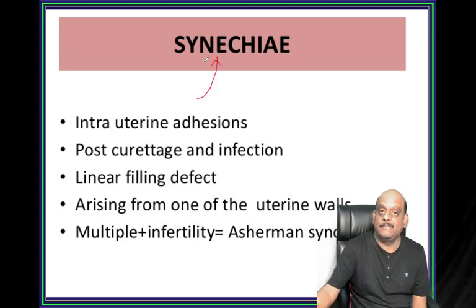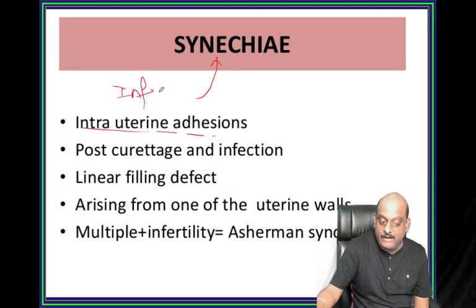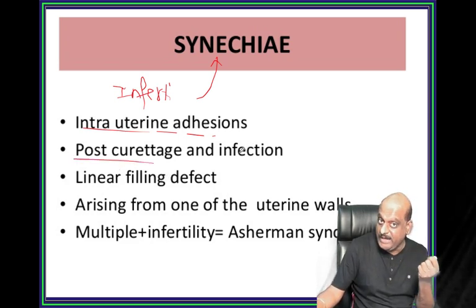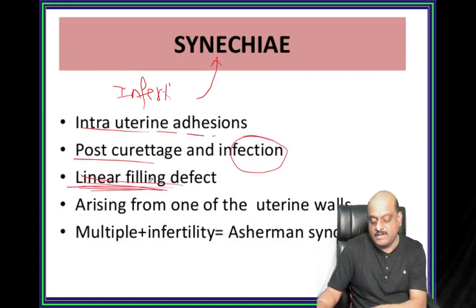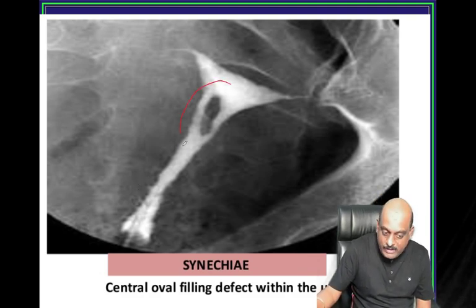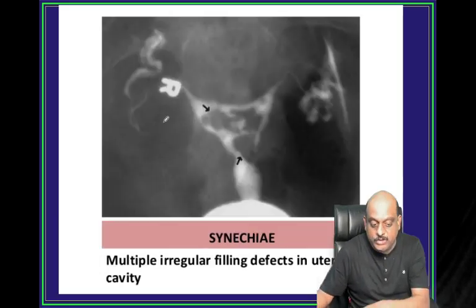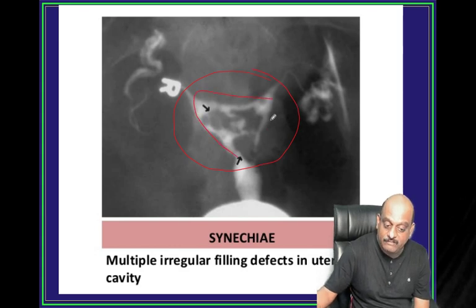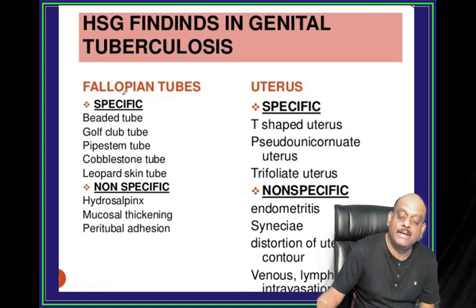Then synechiae. Synechiae are intrauterine adhesions, one of the common reasons for infertility. They can occur because of curettage, which is done vigorously, or infection. They present like a linear filling defect. So this is how synechiae on hysterosalpingogram will be identified, is what you should remember. Then these are the multiple filling defects within the uterus in case of multiple synechiae.